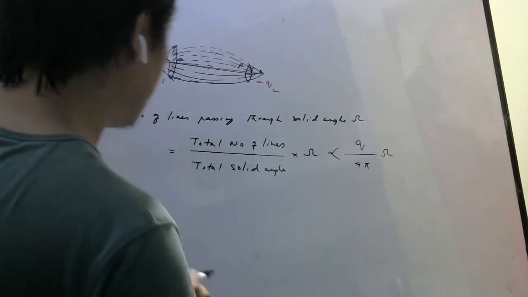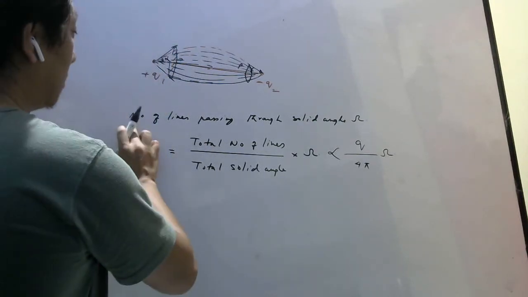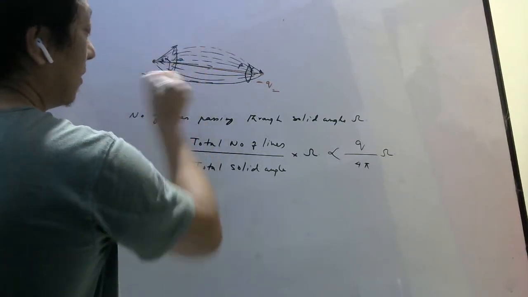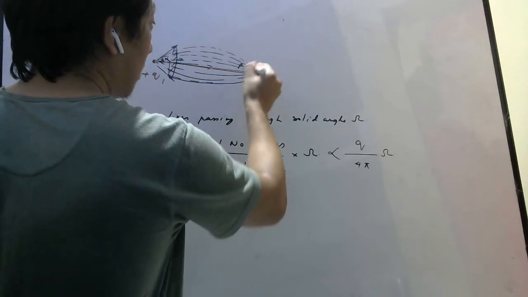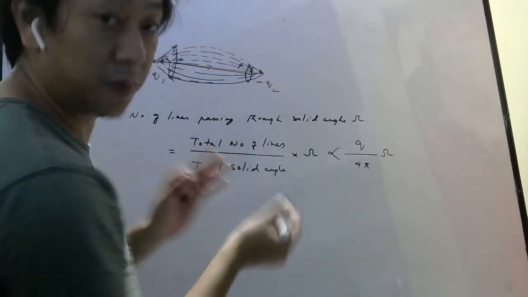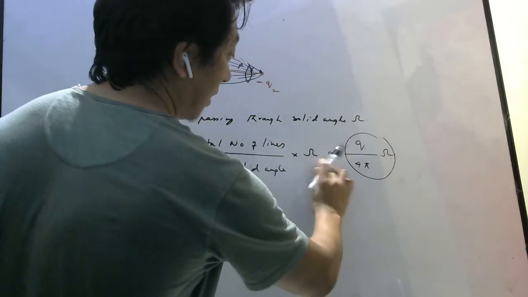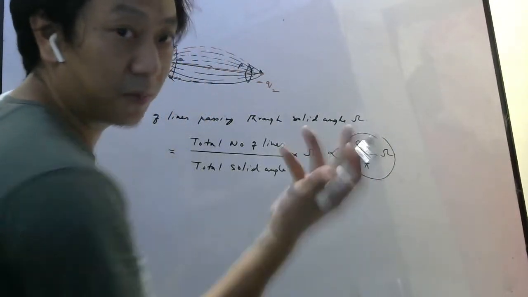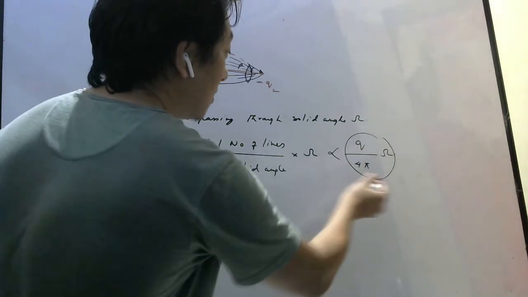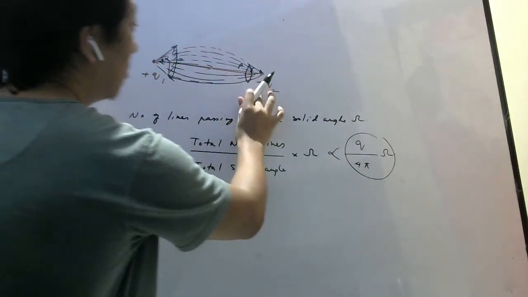Okay? So this is the number of lines passing through this solid angle. Similarly, the number of lines passing through this solid angle should be the same. That means this part, because if I write equal to also, some constant will come. It will be constant only. So this should be same for this also and for this also.